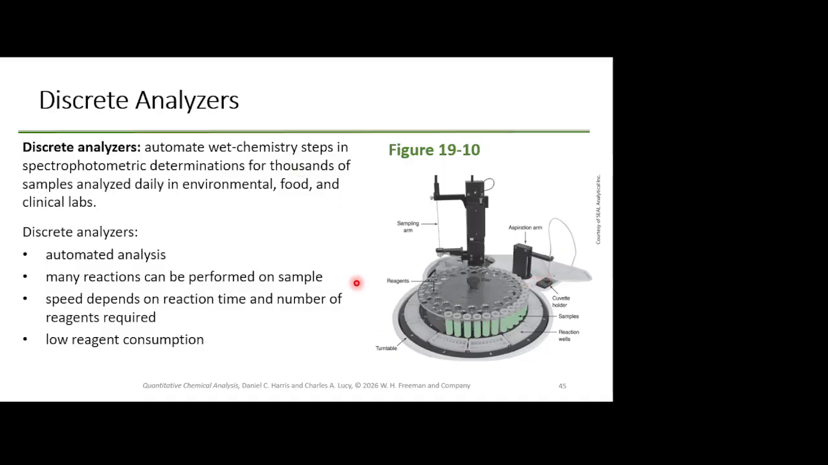So let's talk about discrete analyzers. This is actually going to be an automated system. It's an automated wet chemistry system where the spectrophotometric determinations for thousands of samples are going to be analyzed daily in environmental, food, and clinical labs. So discrete analyzers are going to have an automated analysis. You'll load in a round of samples.